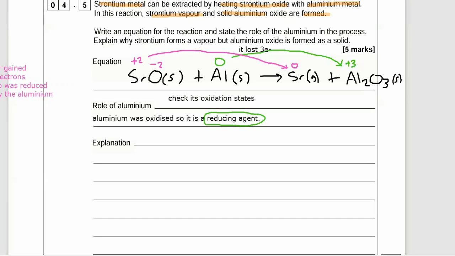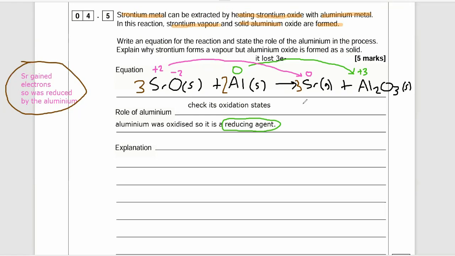Let's balance this equation. So we have 2 aluminiums in the aluminium oxide, so I need a 2 next to the Al, and I'm going to need 3 oxygens there, so I need a 3 by strontium oxide. That's balanced. Lovely jubbly. Right, let's get on to this explanation.